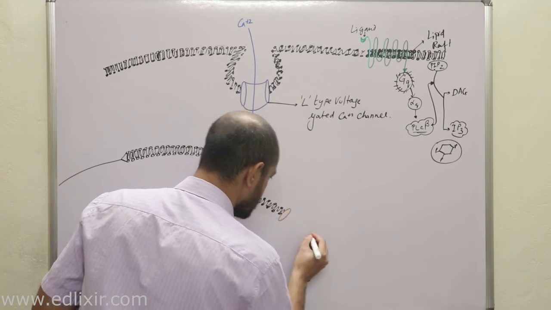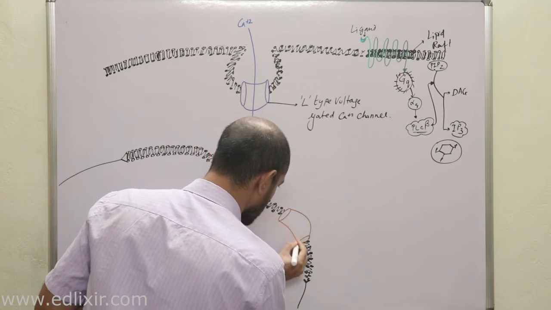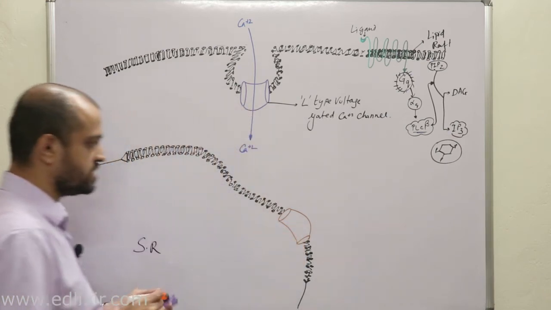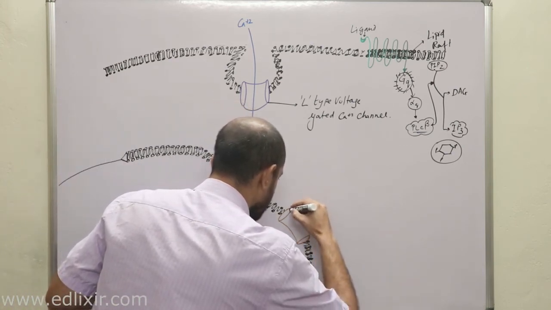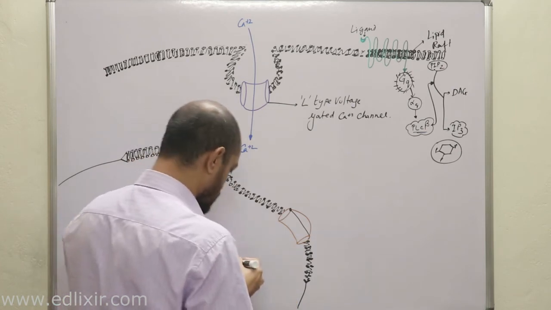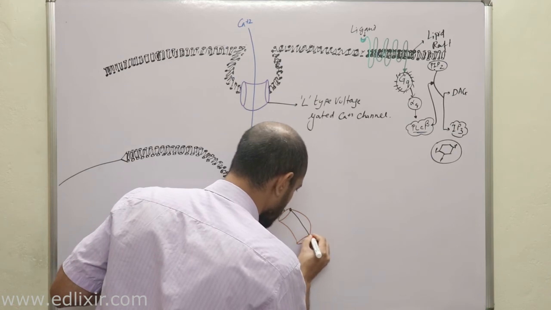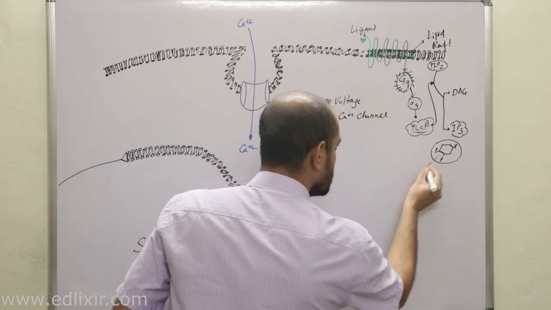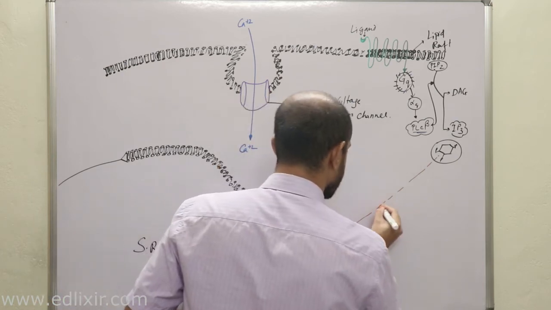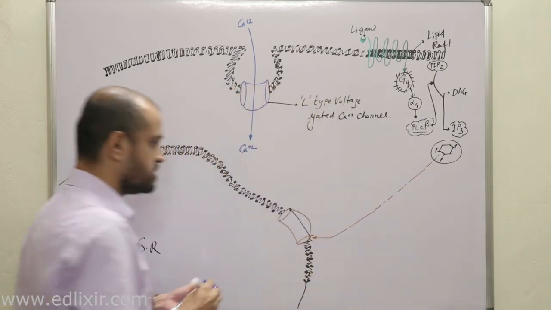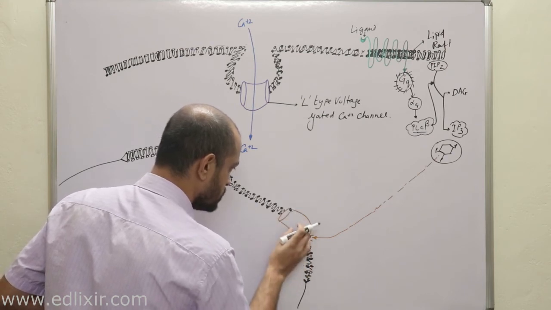Now in cells, these are IP3 gated calcium channels. Now listen, this channel is closed when there is no IP3. That means here is the IP3 receptor. Clear? When IP3 sits here, then this channel will open.